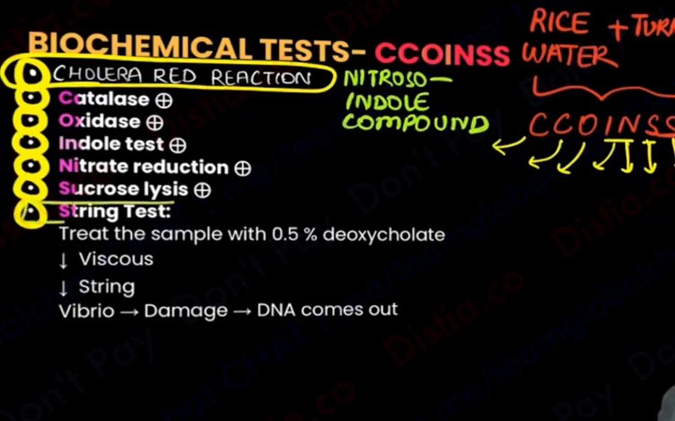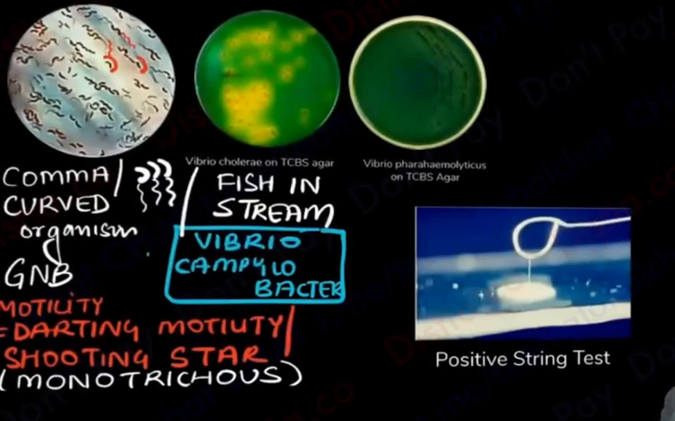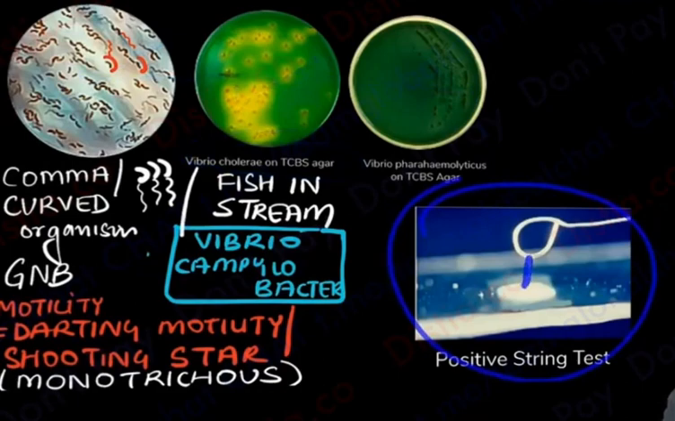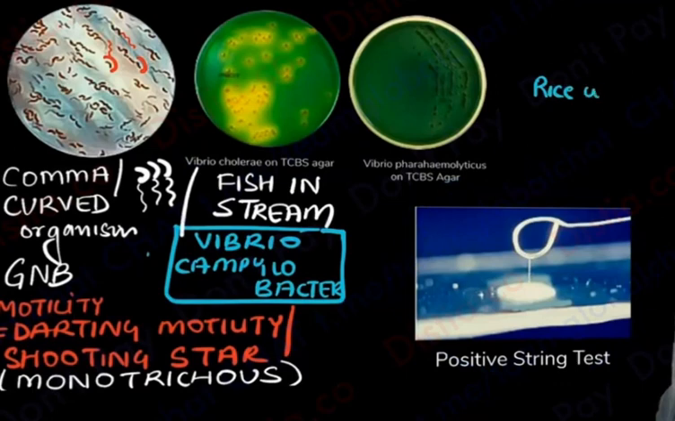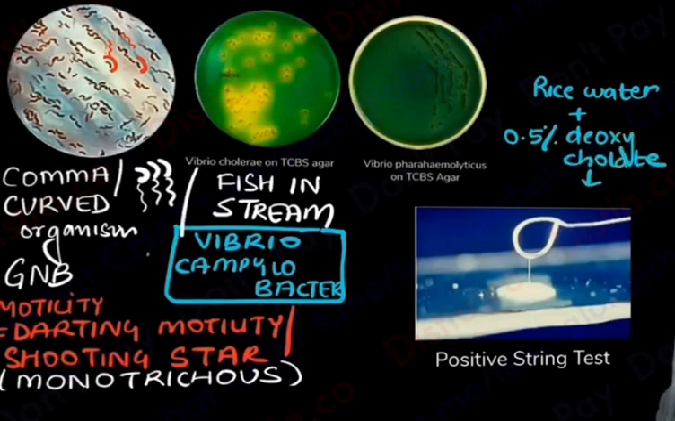Last one, what is string test? You've seen the picture a while ago. You must be noticing, what is this picture that ma'am did not explain? This is the final collage of Vibrio that I had shown you. Comma shape appearance you have seen. TCBS, sucrose fermentation, yellow color, you have seen. Finally, you see something is becoming like a string over here. You know what you did? You took the rice water stools, and to that you added 0.5% deoxycholate, and suddenly you saw that a stringiness appeared.